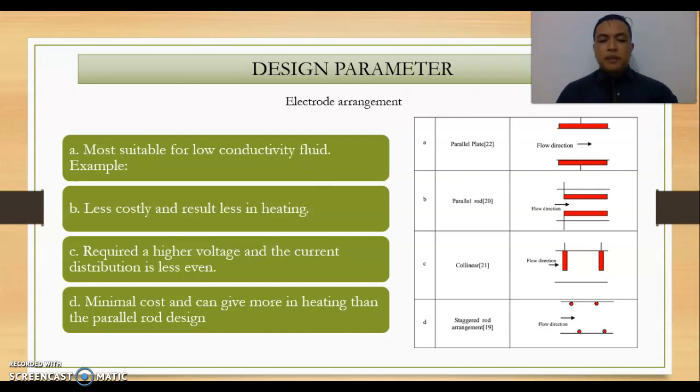So next is the parallel rod design, which is normally utilized where construction costs are principal, for example waste slurries. The structure is considerably less costly to build than the parallel plates or collinear plates, yet gives less even heating. Thus, the fluid regularly should be mixed subsequent to warming to even out the temperature. So next is the collinear design, which for most applications requires a higher voltage than the parallel plate.